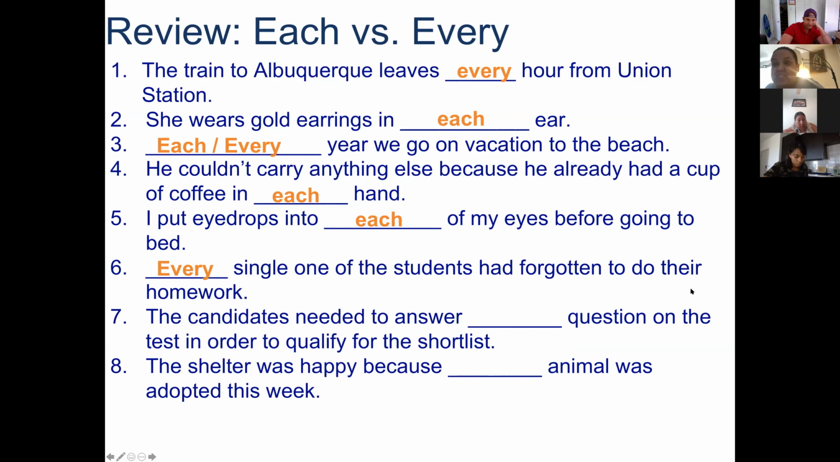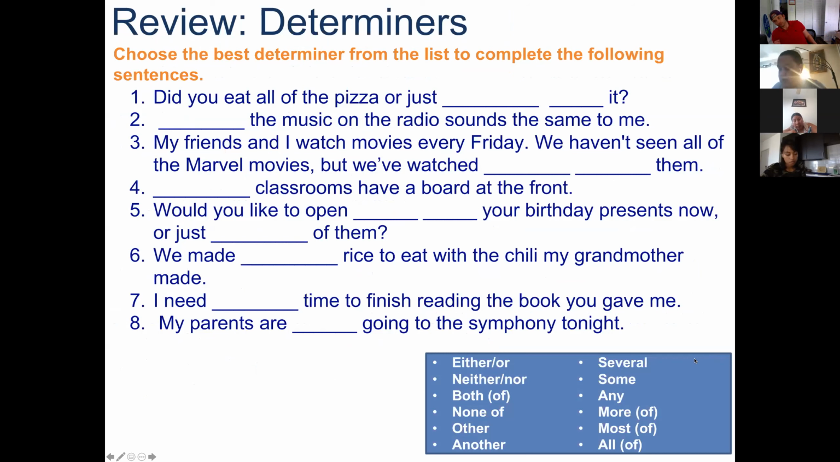The candidates needed to answer every question on the test in order to qualify for the shortlist. The shelter was happy because every animal was adopted this week. Perfect. Tanya.